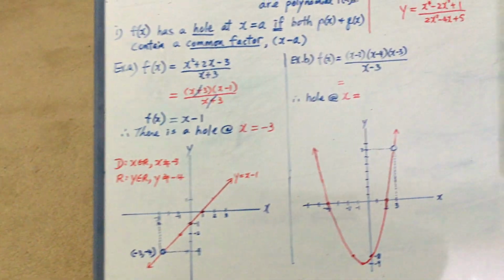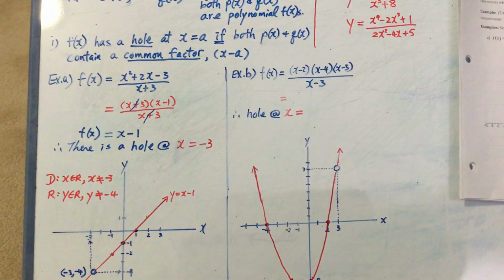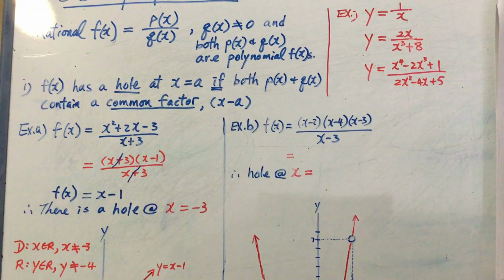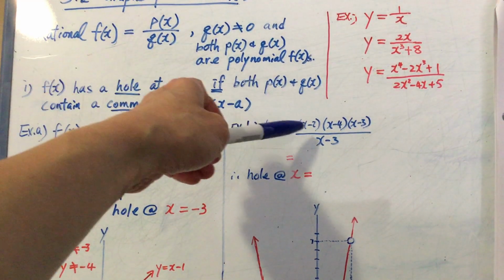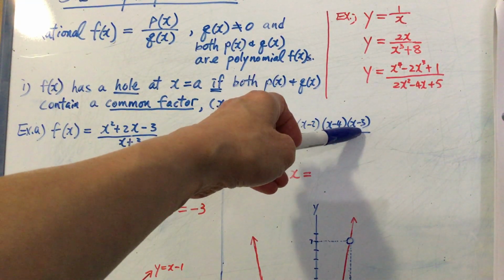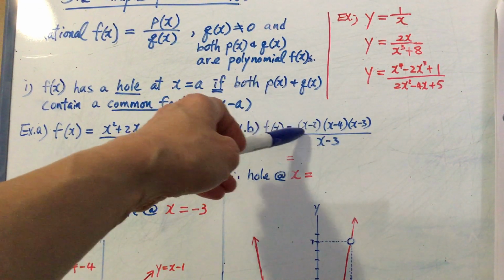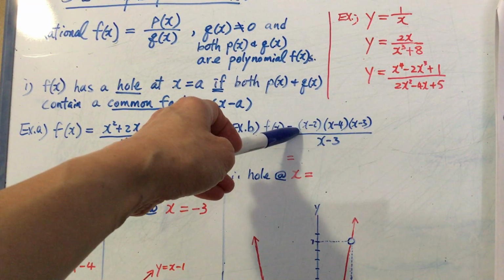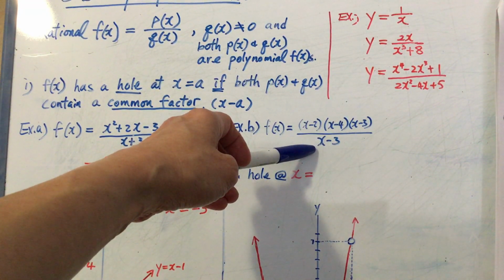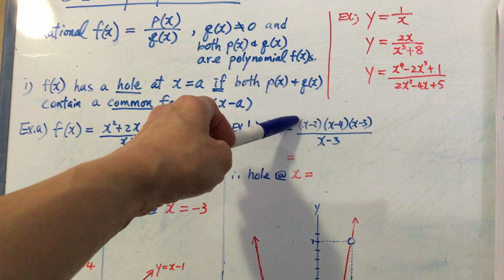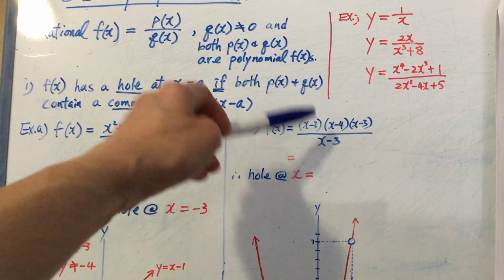Okay? Let's look at one more example over here, example B, where we have this function that is already in factor form, which is good. So that saves us a little bit of time. It has x minus 2, x minus 4, and x minus 3. So this is going to be a degree 3 polynomial function divided by a degree 1 polynomial function, okay? So it's a cubic function divided by a linear.